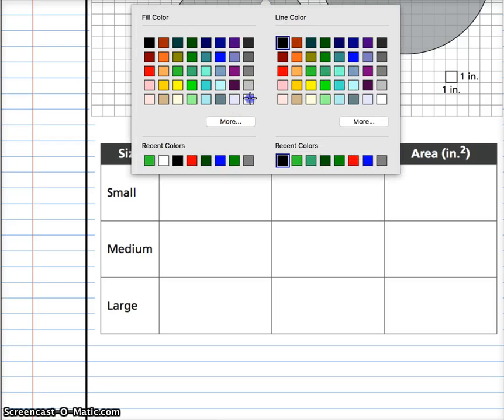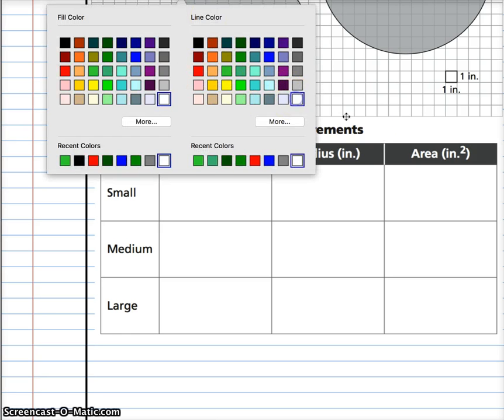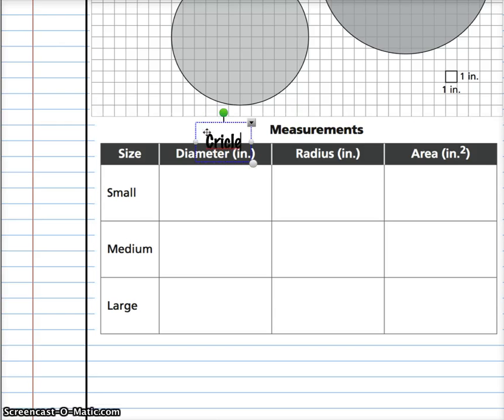So I'm actually going to cover this so it doesn't confuse you. We're just going to do circle measurements because that makes more sense. Even though it's not quite as delicious as pizza, it just makes more sense. So we're going to be doing circle measurements. Oops, spelled that wrong. So circle measurements: small, medium, and large circle, the diameter, the radius, and area.